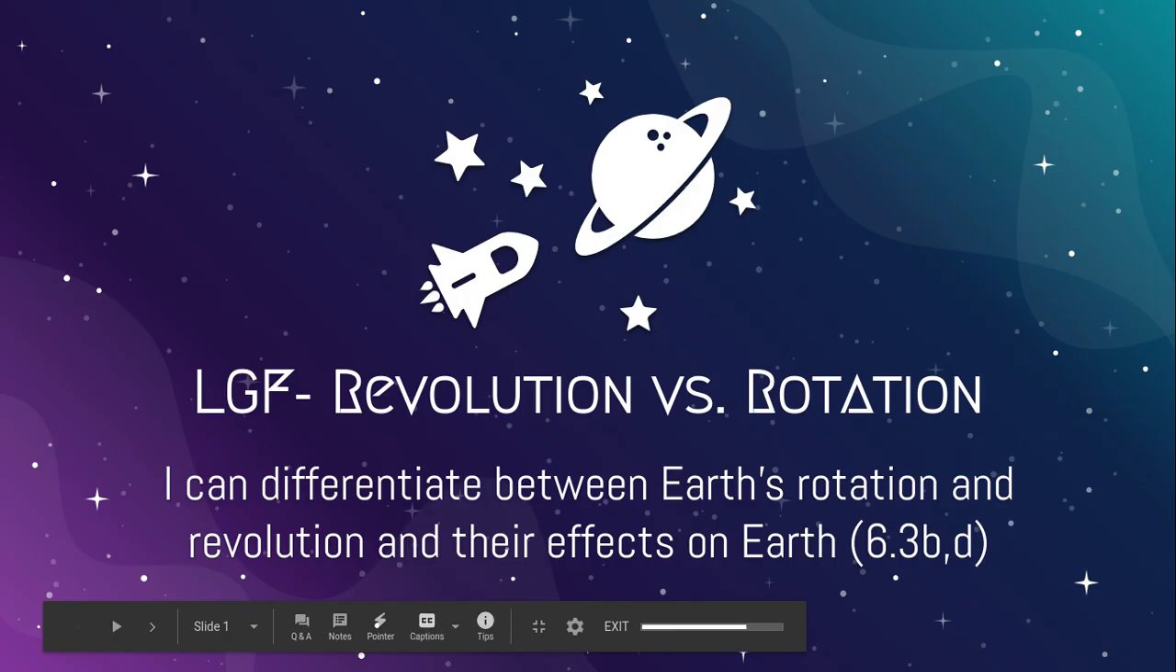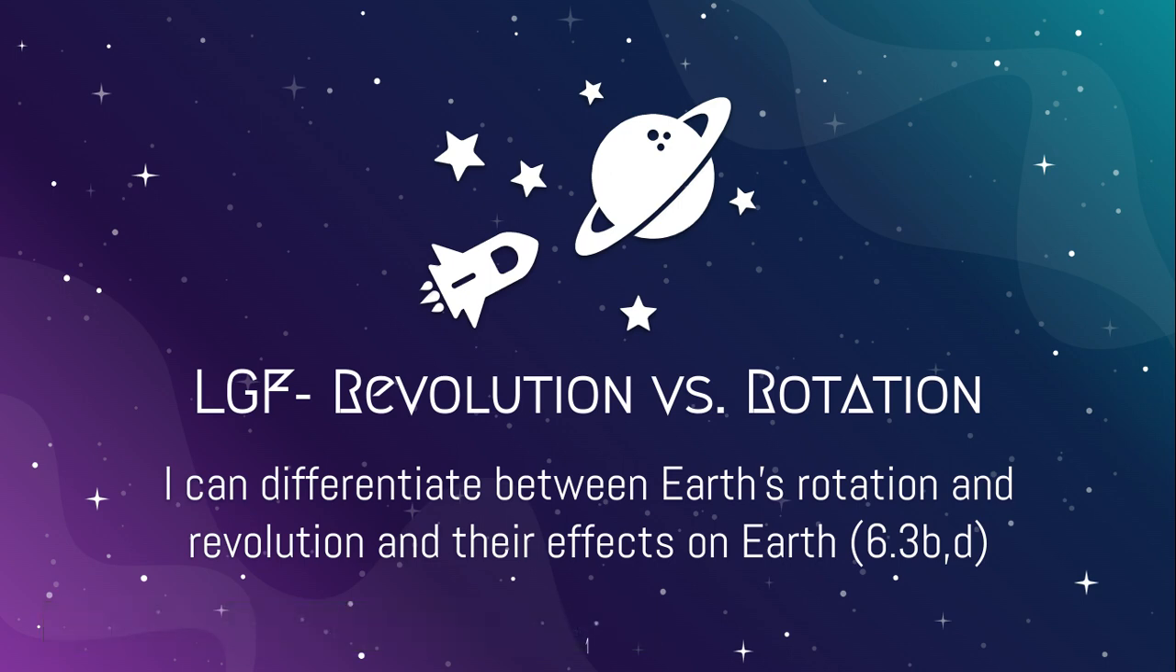All right, guys, we are on to our next learning goal, which is about the revolution versus rotation of a planet. In this case, we're talking about Earth. So this is learning goal F, and your goal is to be able to differentiate between Earth's rotation and revolution and its effects on Earth.